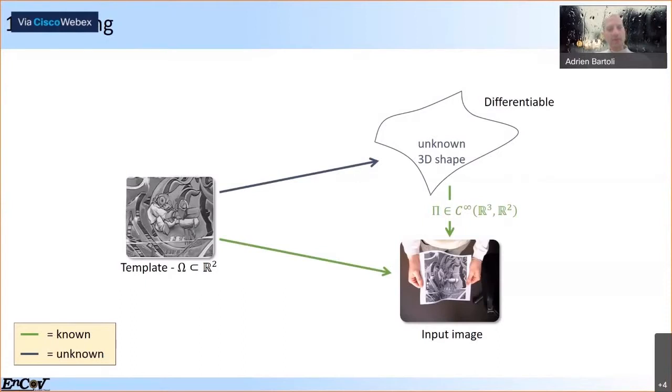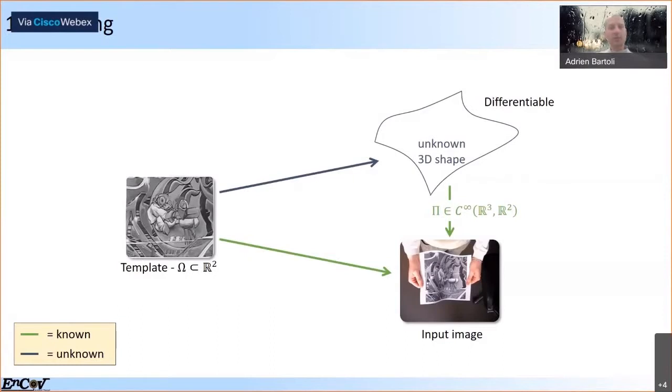On the right, you have the input image on the bottom, and on the top, we have the unknown surface that we want to reconstruct. So we're going to assume this surface is differentiable. Actually, we assume it's smooth, but we just need it to be twice differentiable.